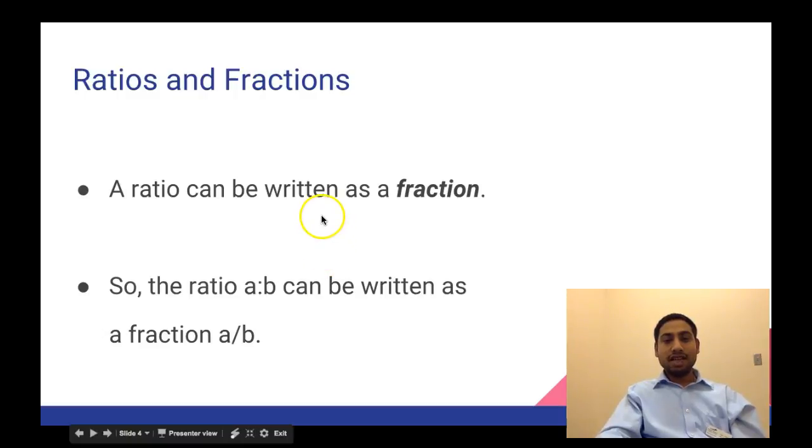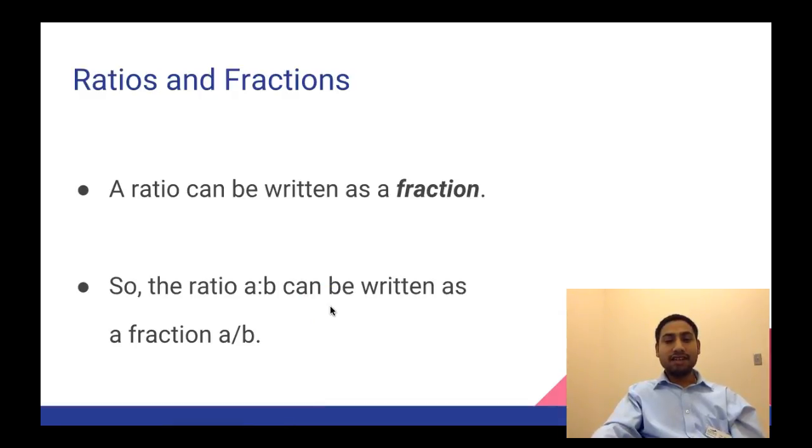A ratio can be written as a fraction. So we can write this ratio A to B as a fraction A over B. Now because we always want to write a fraction in the reduced form, we also write all the ratios in the reduced form as well. Meaning if there are any common factors that can be cancelled, we'd cancel them.